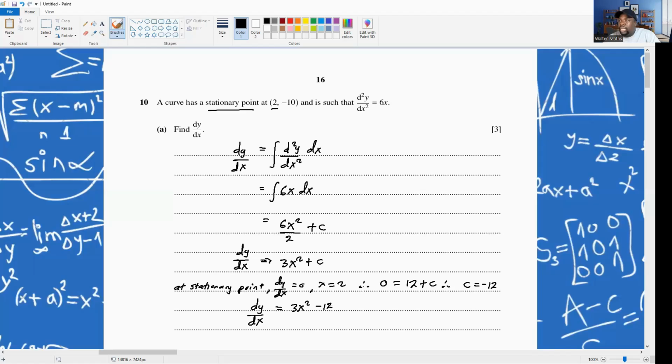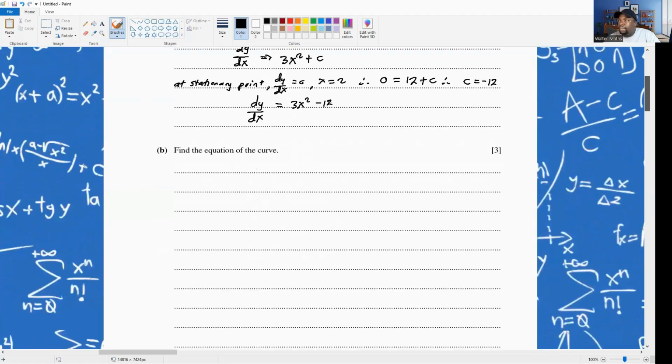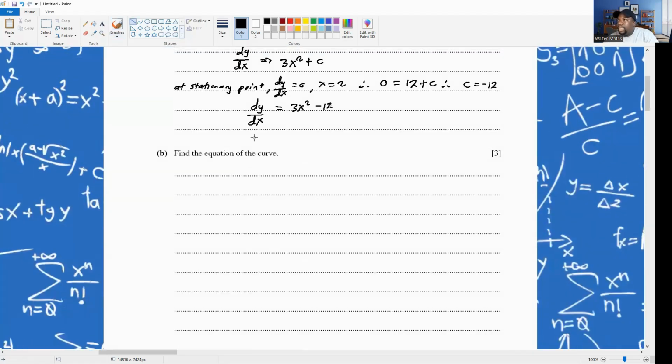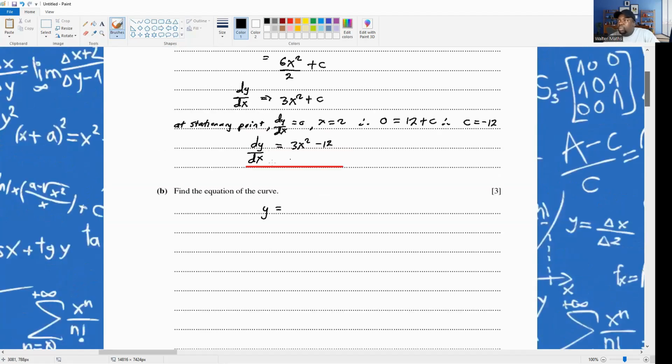Let's go on to the next question, part B. Let me just underline the answer we had for part A. Now on part B, they say, find the equation of the curve. So to find the equation of the curve, y is equal to, we have to integrate. Already, we have the dy by dx, so we are integrating the dy by dx.